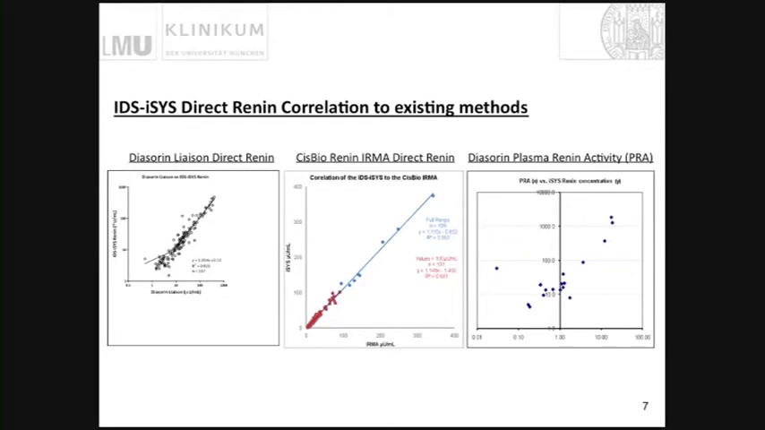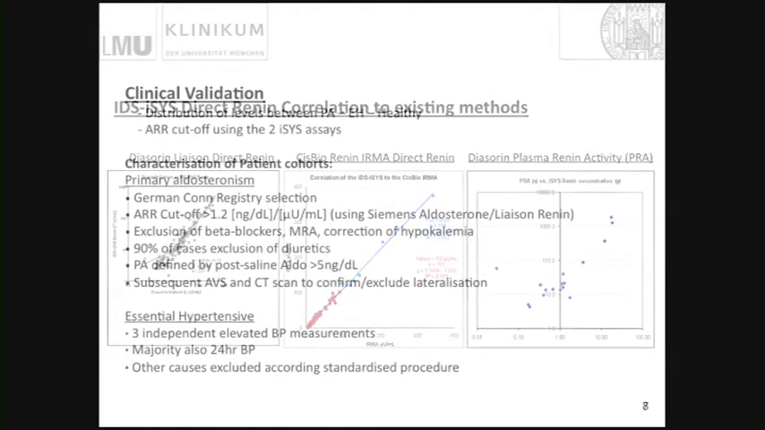And finally, in Munich, they were able to do a correlation to a limited number of samples, obviously, because the sample volume is very high, which is needed to carry out both plasma renin activity and to put it on the iSYS. So we're quite pleased. The correlation is quite good to plasma renin activity from the Diagnostic assay.